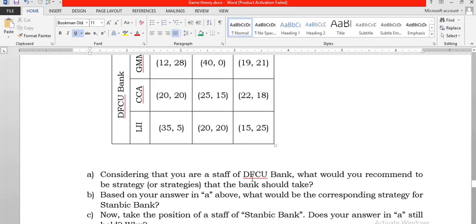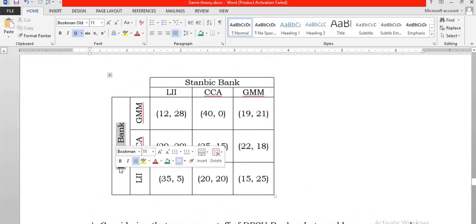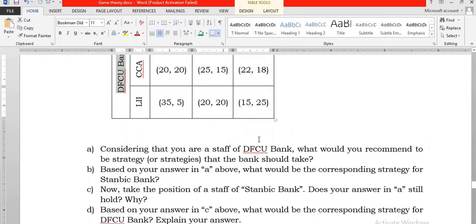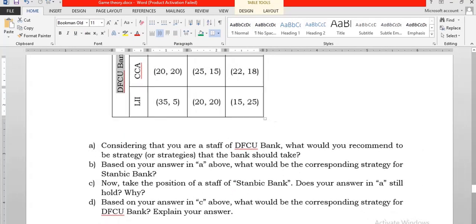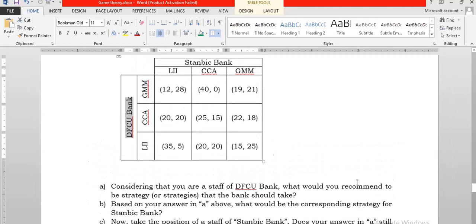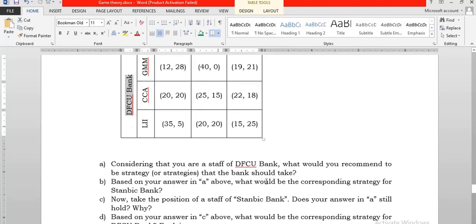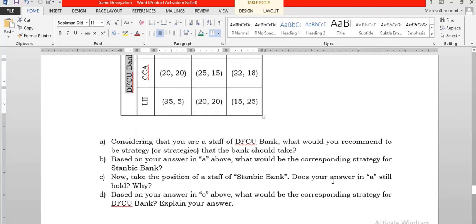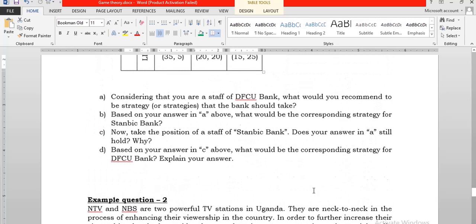Consider that you are a staff of DFCU, in this case this DFCU here. What would you recommend to be a strategy or strategies that the bank should take? That's the first question. And based on your answer in the one above, what would be the corresponding strategy for Stanbic Bank? Now take the position of a staff of Stanbic Bank. Does your answer in A still hold, and why? And based on your answer in C above, what would be the corresponding strategy for DFCU Bank? And explain your answer.